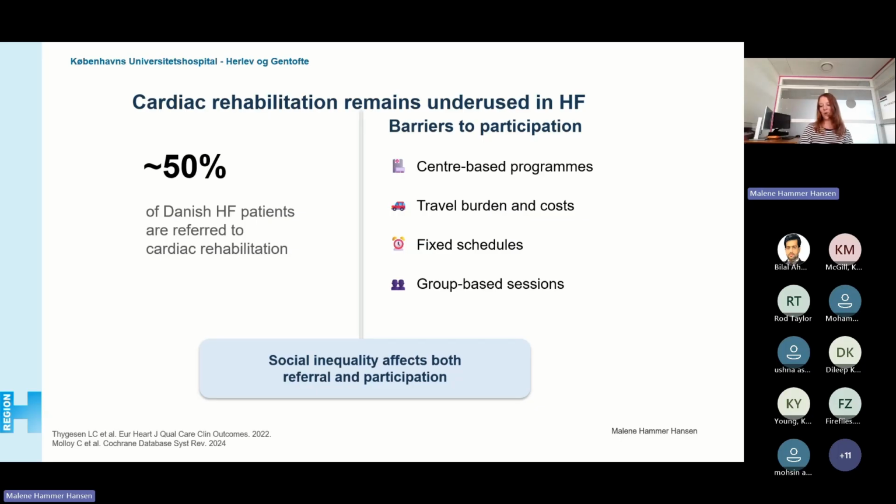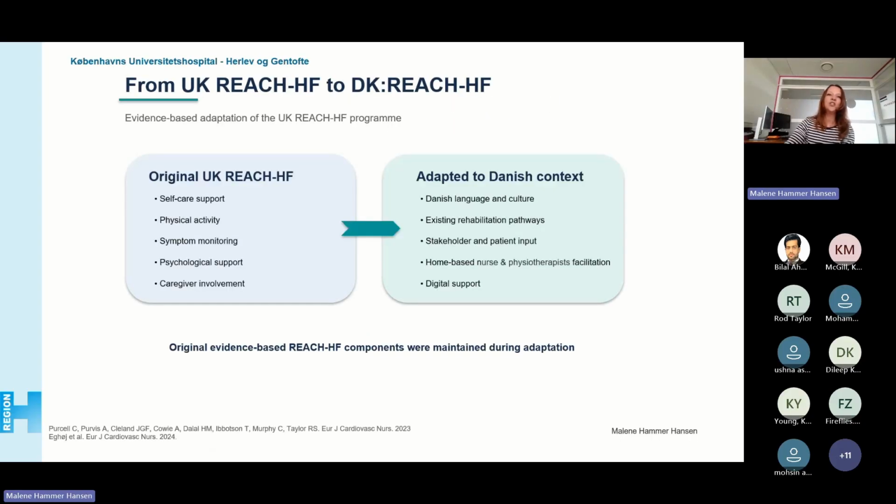Similar barriers have been reported in many other countries, including the UK and maybe also the same in Pakistan and Bangladesh. So here in Denmark, we asked ourselves a simple question, maybe not that simple, but how can we make cardiac rehabilitation more accessible for patients who do not participate in conventional programs? And one possible answer is maybe to offer a home-based cardiac rehabilitation program. And that is where the REACH comes in.